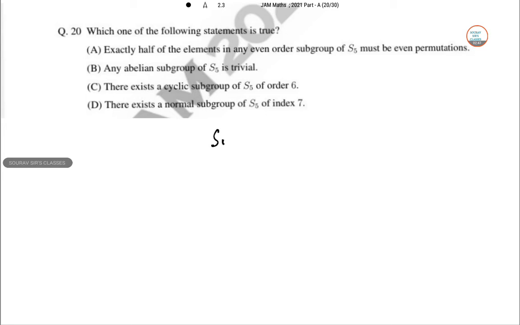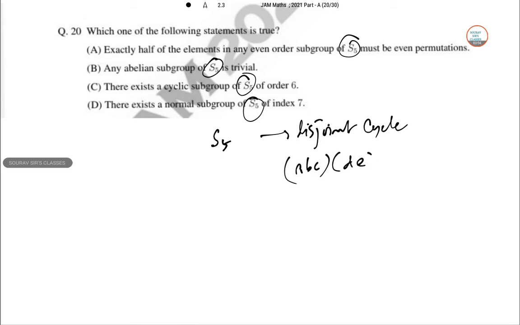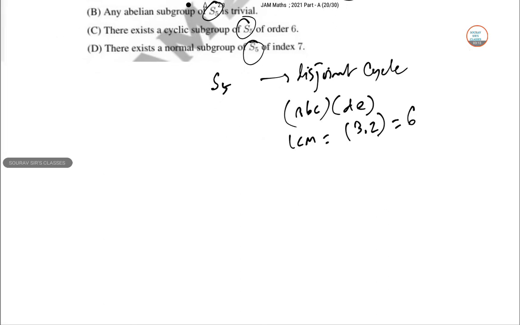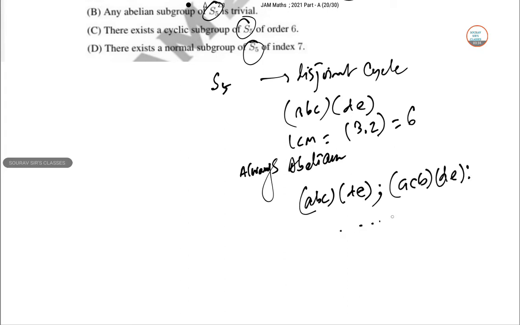So in S5, one way to get a subgroup of order 6 is to have disjoint cycles, like (ABC) and (DE). The five elements are together, so the order is the LCM of 3 and 2, so the order is 6. Any subgroup of S5 generated this way with distinct elements is always abelian, like (ABC)(DE), (ACB)(DE), and so on. So obviously the answer to this question is C, since the order is 6.